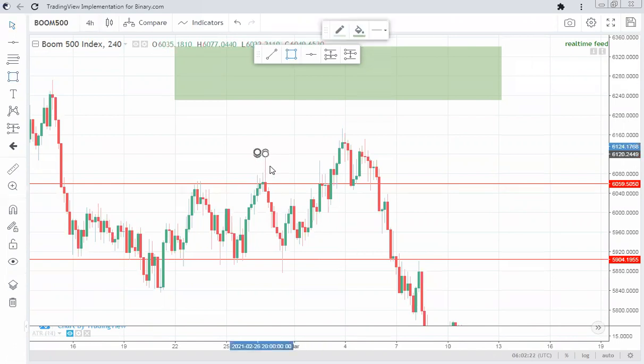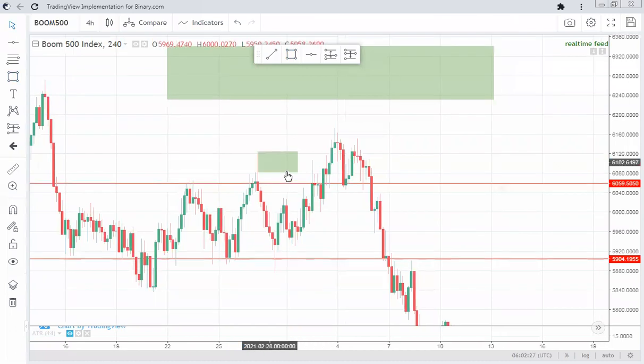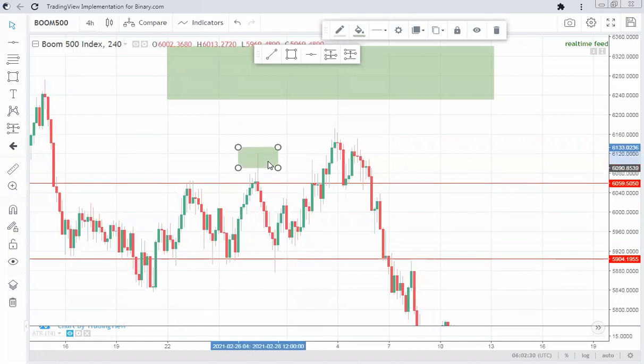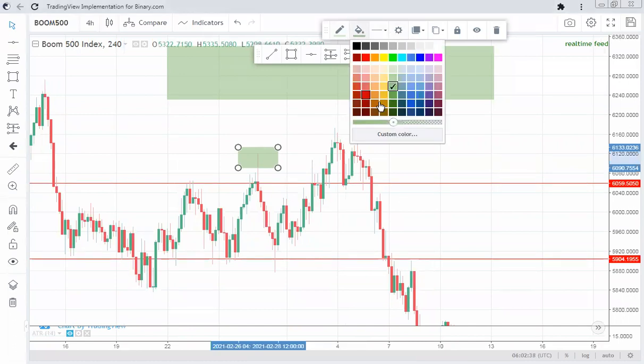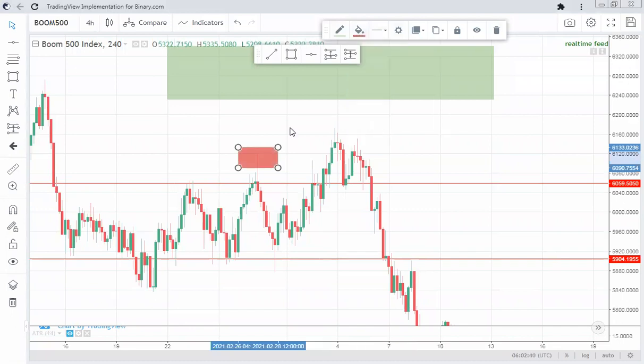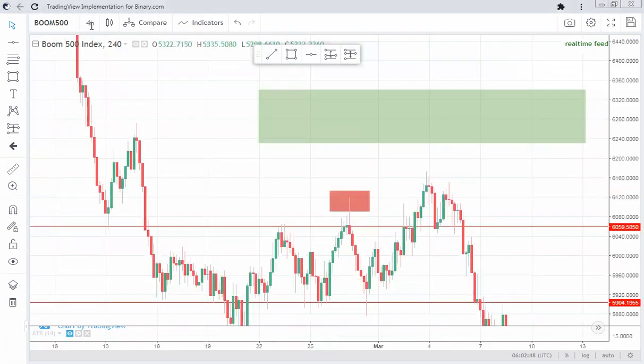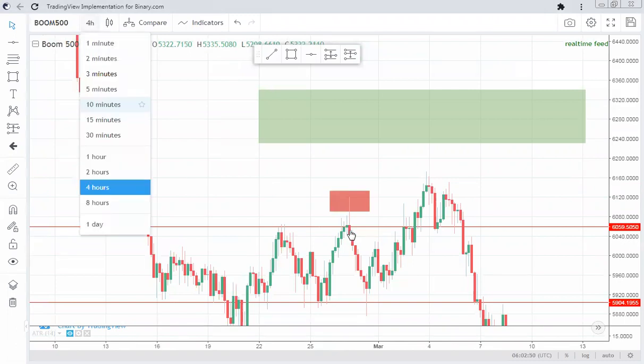I'll put this here. Okay, let me change the color to red. Okay, so I will take it now to a higher time frame so that you would see what would have happened to your little faint account if you took a sell trade from here, believing that the market is ready to sell. This is what would have happened to you, traders.